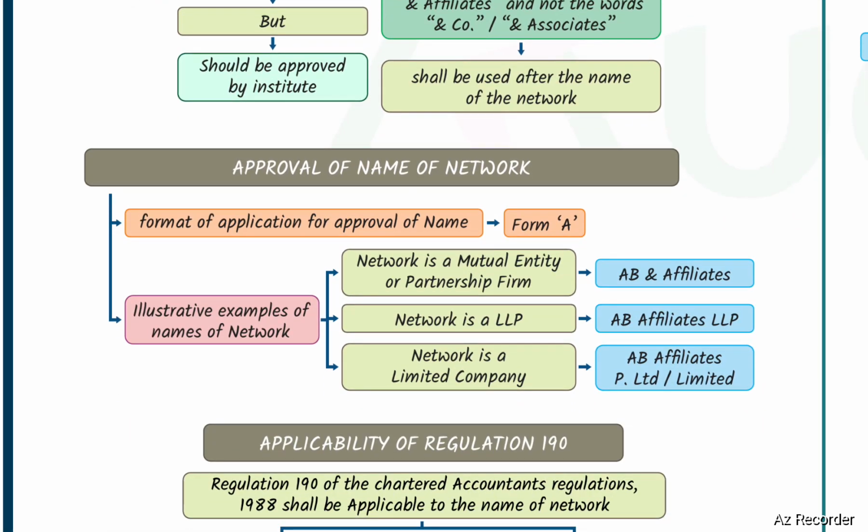Approval of name of the network. Format of application for approval of the name, Form number A. Illustrative examples of name of the network. If the network is a mutual entity or partnership firm, AB and affiliates. If the network is an LLP, AB and affiliates LLP. If the network is a limited company, AB and affiliates Private Limited or Limited.